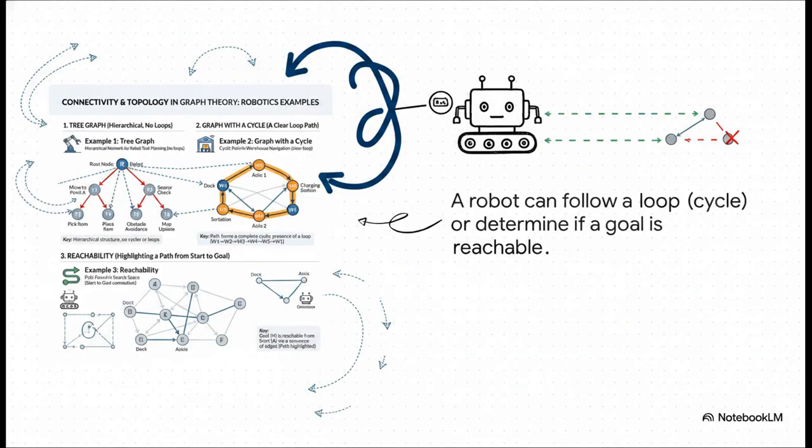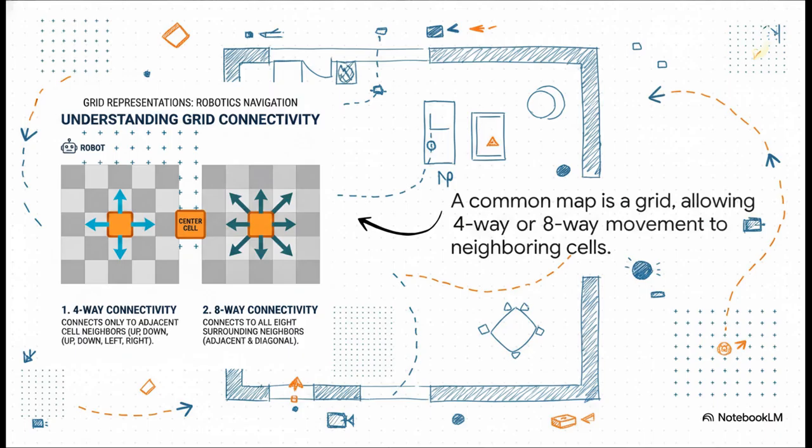And this is where it all pays off. With this really simple language, a robot can suddenly grasp some pretty complex ideas. A warehouse bot, for example, can follow what's called a cycle, a loop that takes it from the loading dock to the shelves to the charging station and back again. And maybe most importantly, it can answer the fundamental question: can I even get to my goal from where I am right now?